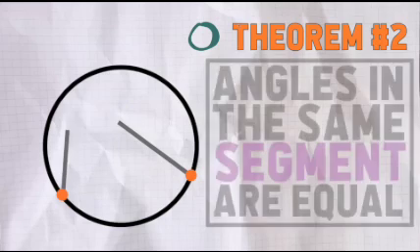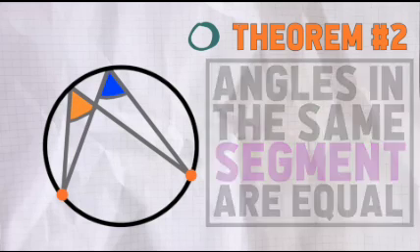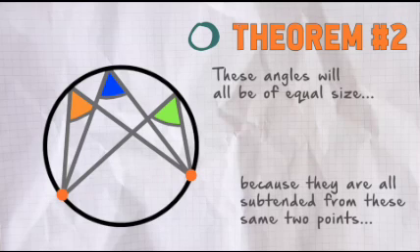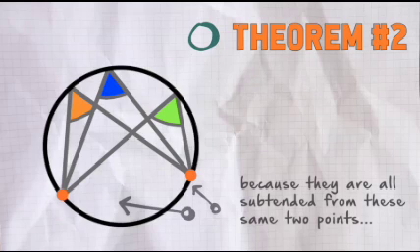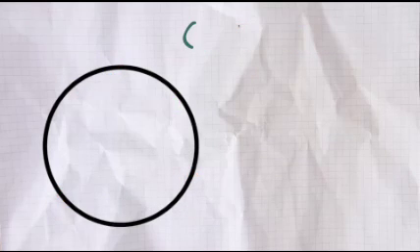Theorem number 2. Angles in the same segment are equal. Any angle created or subtended from those same 2 points will always be the same size as long as they're in the same segment of the circle. In other words, the same side of those 2 points on the circumference.